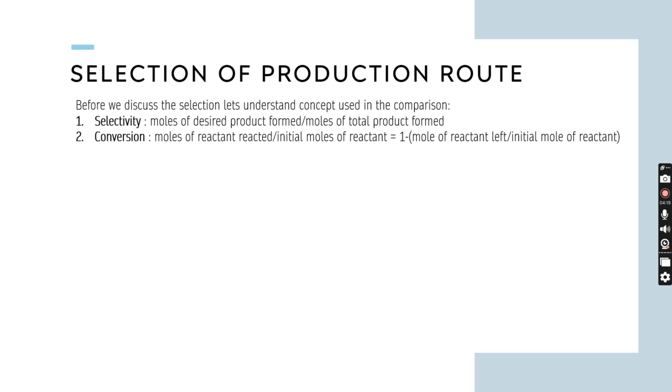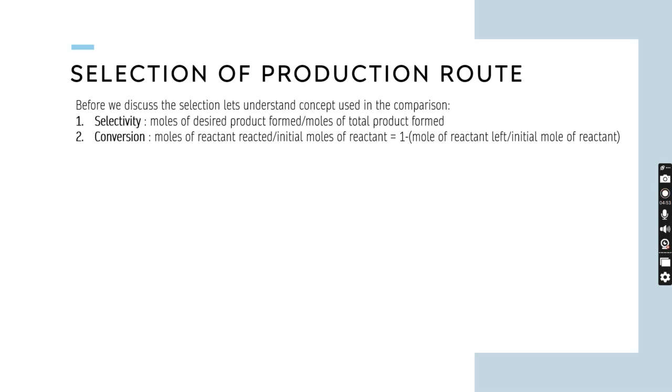Similarly, conversion is also one important thing. Conversion is moles of reactant reacted divided by initial moles of reactant, or 1 minus moles of reactant left divided by initial moles of the reactant. So it says in a reaction how many moles of a reactant convert into the product. So let's say you have 100 moles of A, and at the end of the reaction you are left with 20 moles of A, then this is an 80% conversion.